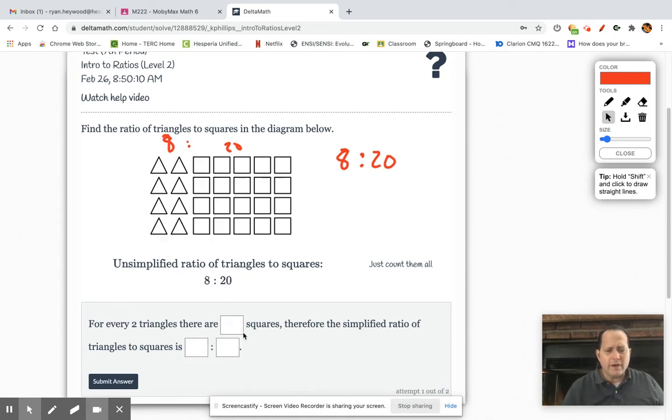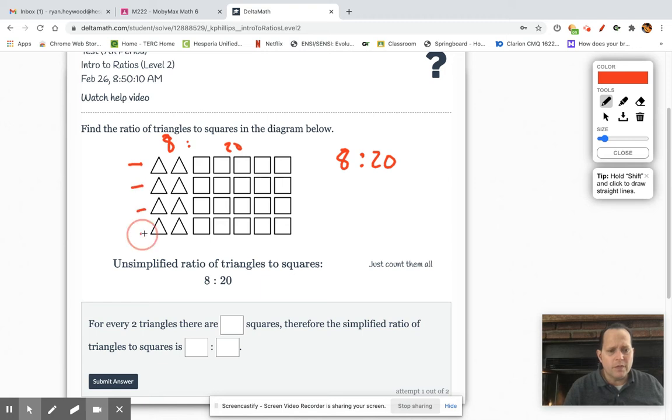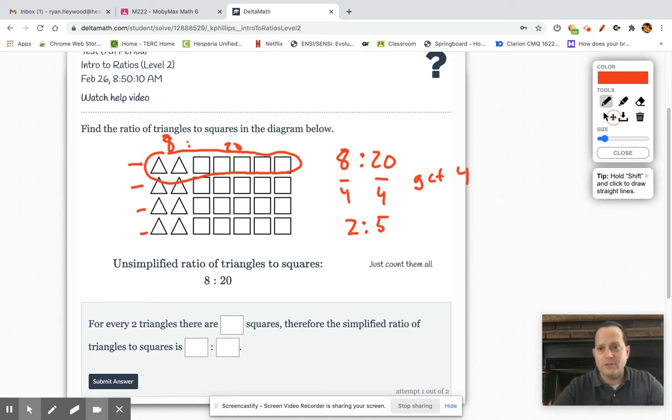Now, for every 2 triangles, there are, all right, so with this, we can see that there are 4 groups, right? Here's group 1, group 2, group 3, and group 4, which also means that our greatest common factor is going to be 4. So if we divided both of these by 4, 8 divided by 4 is 2, and 20 divided by 4 is 5. And you can see that in one group, that is right. We have 2 triangles to 1, 2, 3, 4, 5 rectangles or squares. Okay, so for every 2 triangles, there are 5 squares. Therefore, the simplified ratio is 2 to 5.